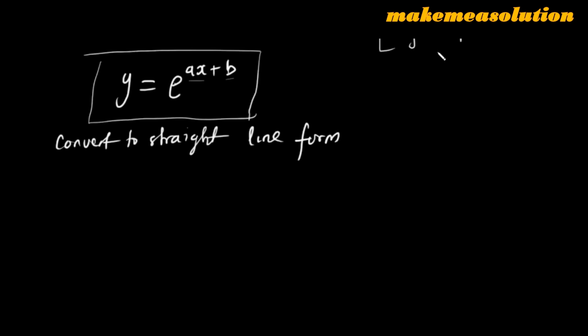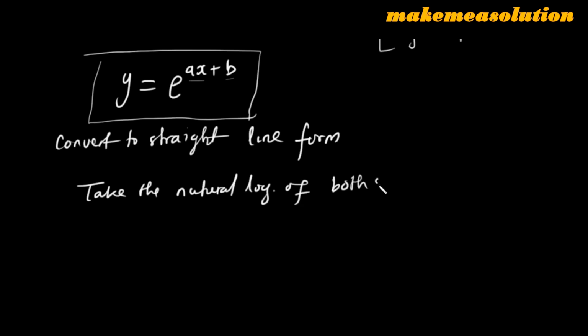So to convert it to something that looks like a straight line form, I'll take the natural log of both sides. Thanks to men like John Napier, who invented the natural logarithm symbol. So you can read more about that if you're a math enthusiast like me. So we have to take the natural log. That's natural logarithm ln y is equal to ln exponential ax plus b.